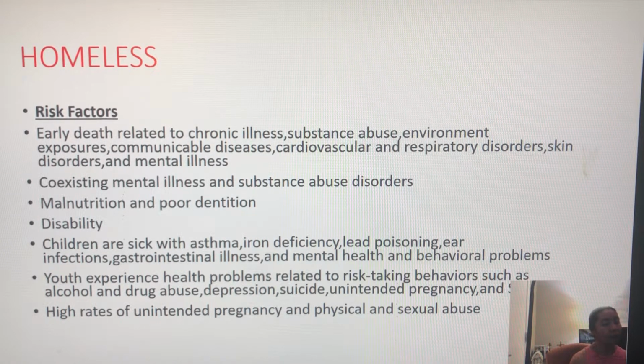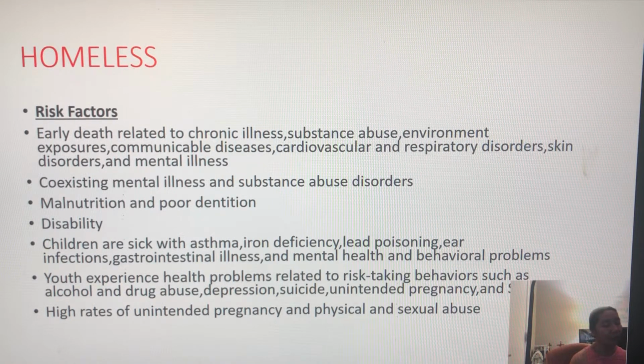Disability often results from illness. Disability becomes a barrier to employment, which further augments the problem of homelessness. Infants affected by homelessness often have low birth weights and are more likely to die within the first 12 months of life.